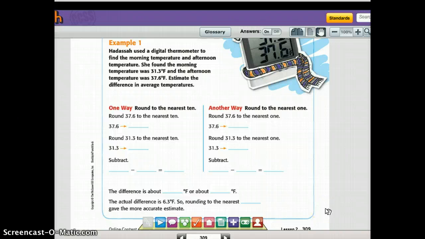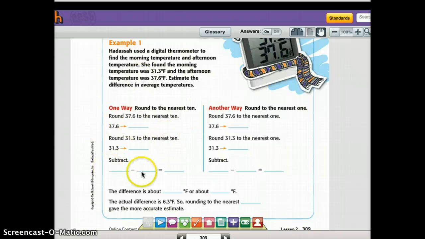Okay, so if you look at page 309 in your textbook or online, it shows you some really good steps for rounding. In this example, it says, Hadasha used a digital thermometer to find the morning temperature and afternoon temperature. She found the morning temperature was 31 and 3/10 degrees Fahrenheit, and the afternoon temperature was 37 and 6/10 Fahrenheit. Estimate the difference in average temperatures.